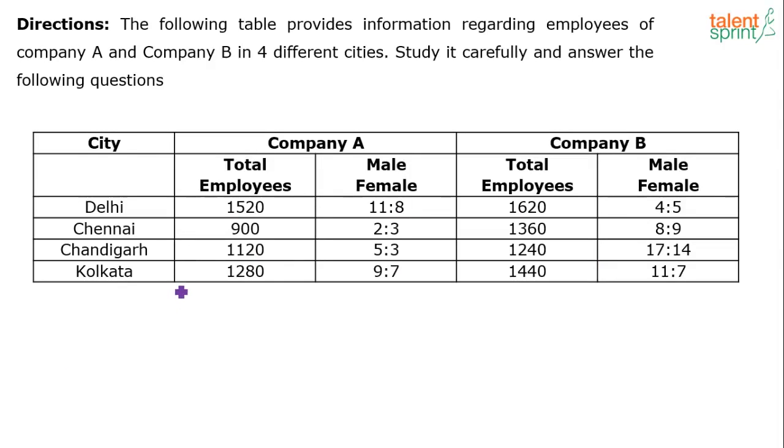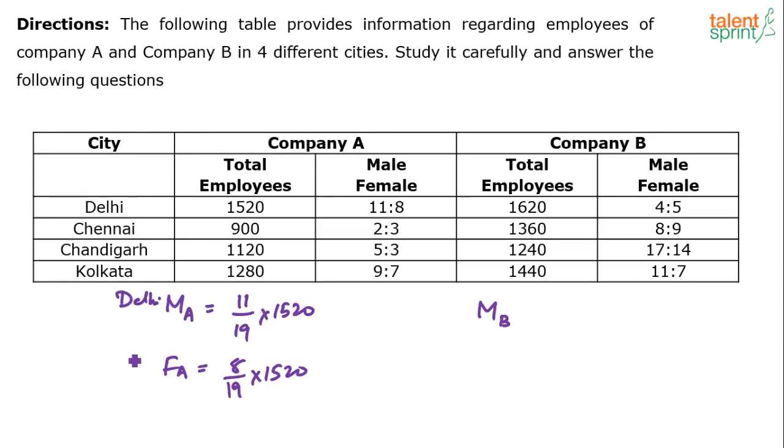I can find out the male employees in company A. How many are male in company A? 11:8 is the ratio. So I can say 11 out of 11 plus 8, 19 multiplied by 1520. Female employees in company A, 8 out of 19 multiplied by 1520. Similarly, let's say if you have to find out for company B, male employees in, by the way, which city? Delhi. Right? Cities are also there, right? Delhi male employees in company A, Delhi female employees in company A.